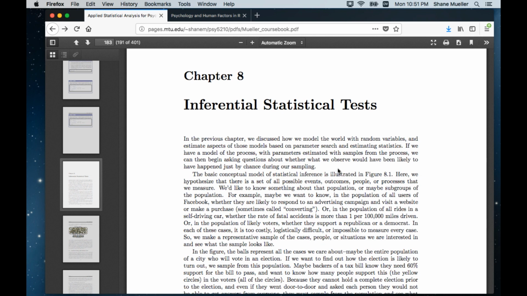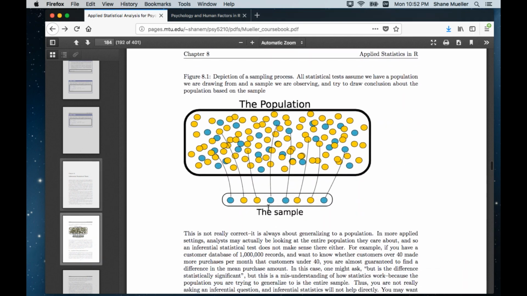So really, what you have to think about in all inferential statistical tests is that you are trying to make an inference about a population based on a sample. And that can be illustrated here. We've got some population of observations, people, cases, whatever, and you can only sample a few of these.